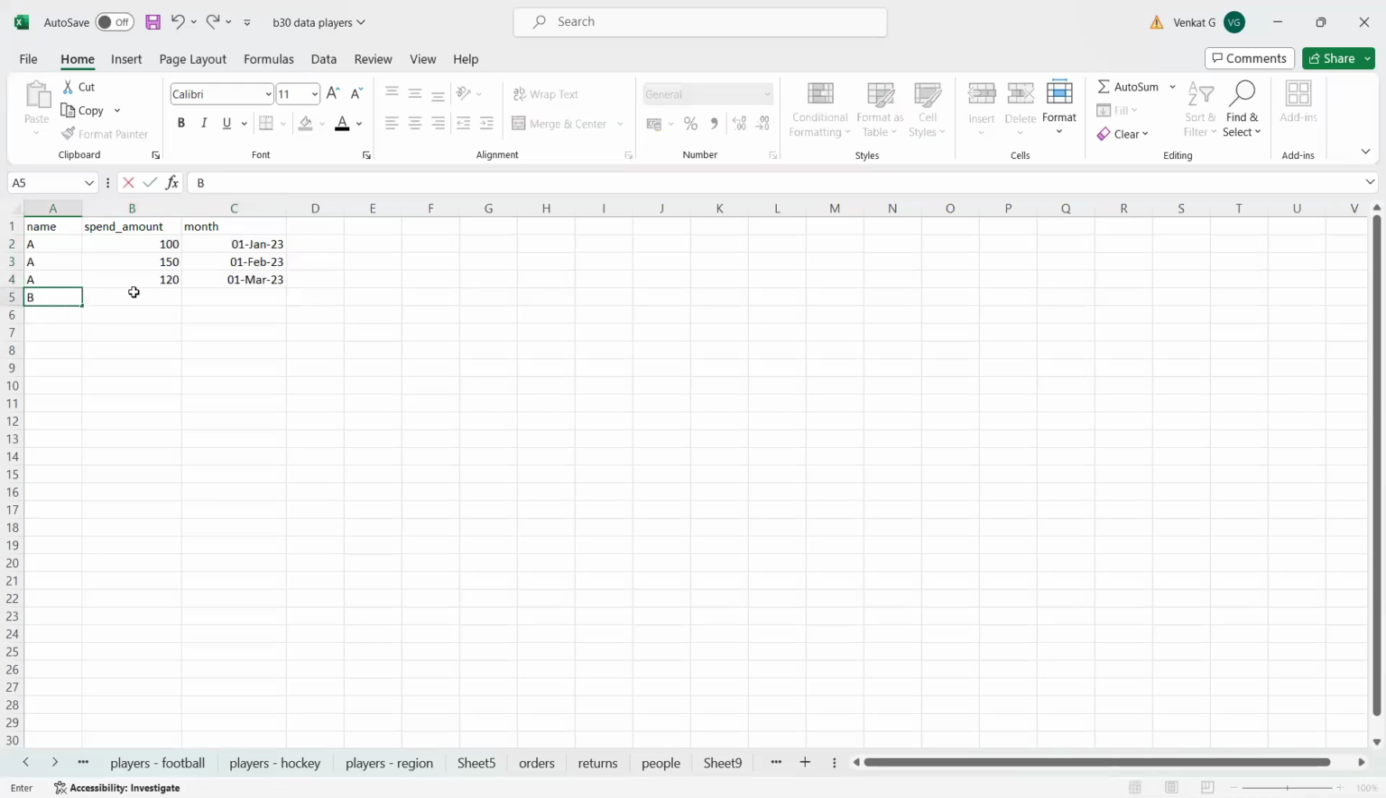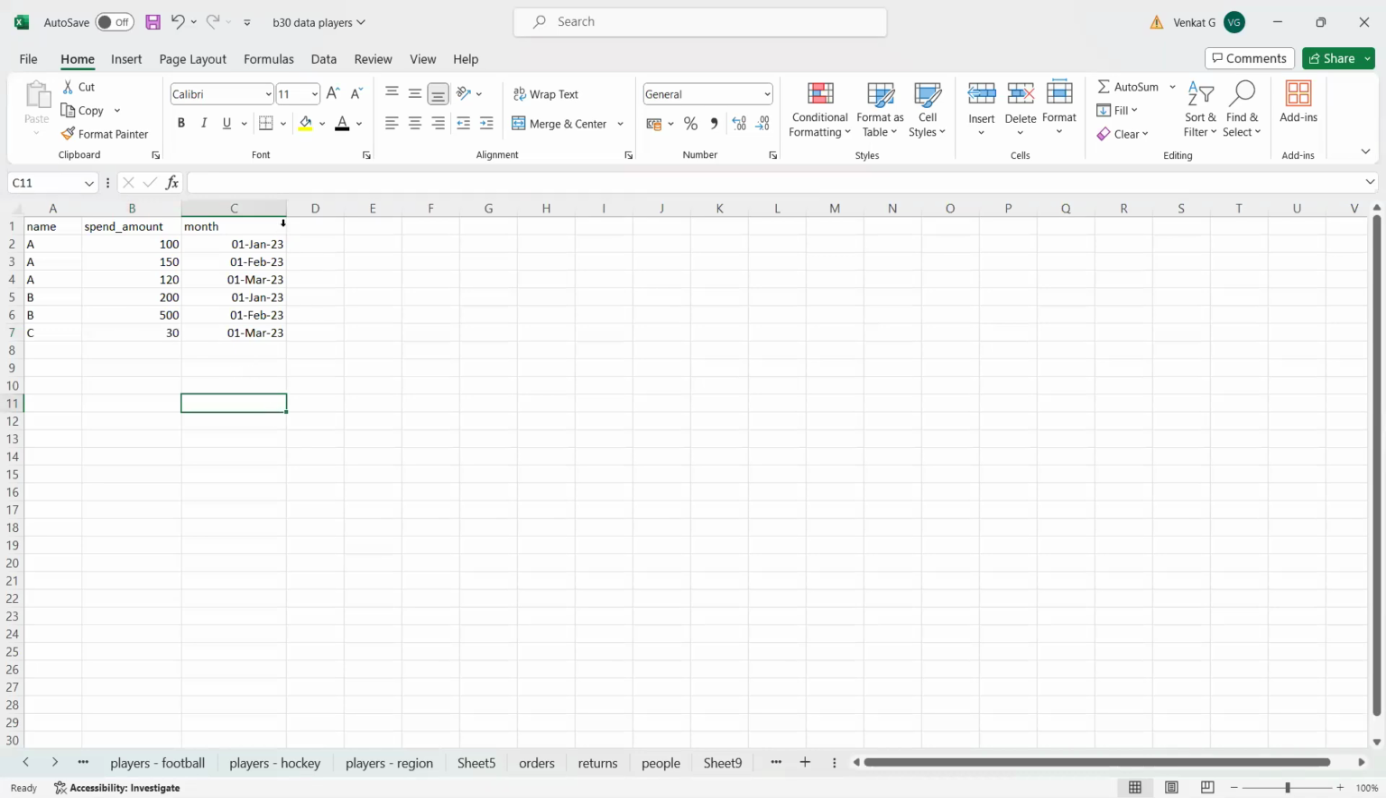Let's take one more person, B. He spent 200 rupees in the same January month. And assume the same person B spent, let's take some big number here, 500 in the February month. Like that, assume we have one more person who spent only 30 rupees in, for example, the March month. We'll modify the data based on our requirement.